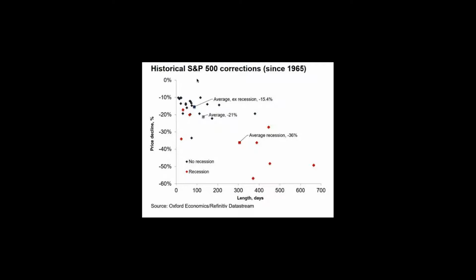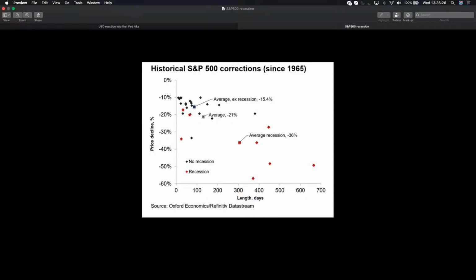And you can see that historically, the average correction is about 21% lower in the S&P 500. Once the correction goes above about 23%, you can see the red dots here, that's when the US economy, with only one or two exceptions, went into a recession. So if the S&P 500 corrects above about 22-23%, there's a high probability that the US is going to fall into a recession.